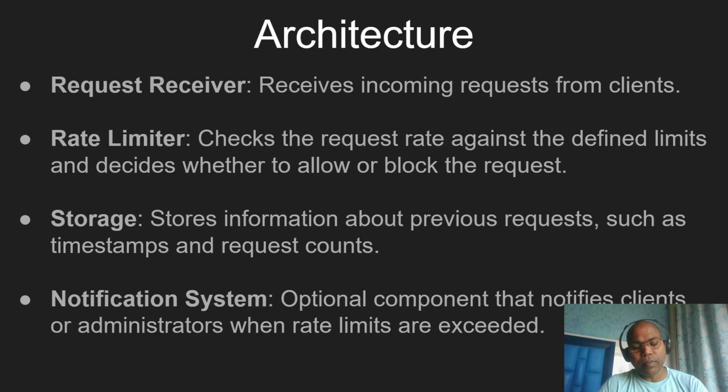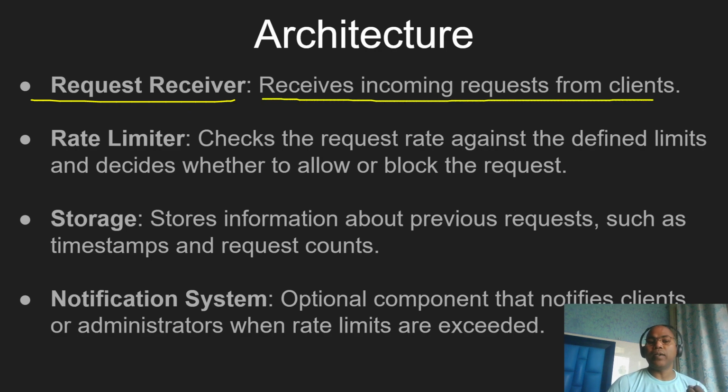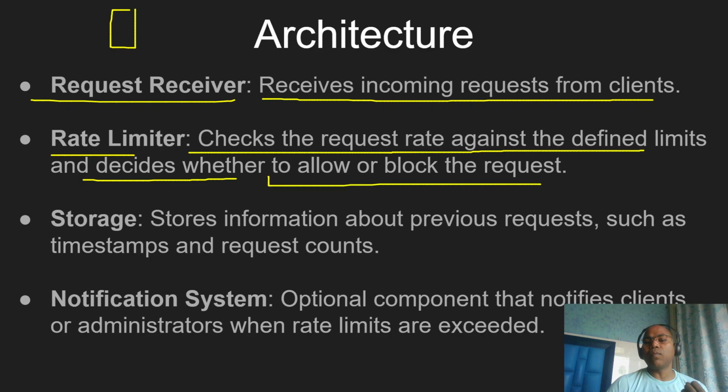If we talk about the overall rate limiting architecture, what are the possible components? One, surely our request receiver, the component that receives the incoming request from the client. Another component is the rate limiter. The rate limiter checks the request against the defined limits and decides whether to allow or block the request.